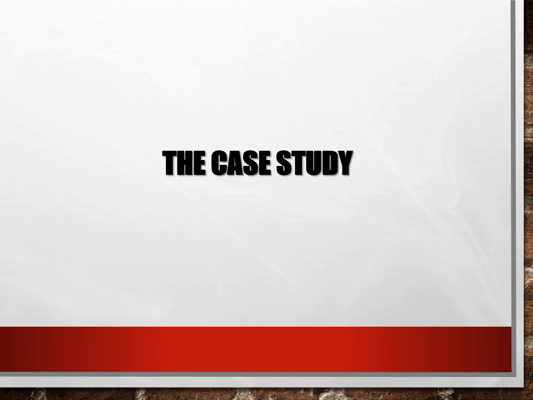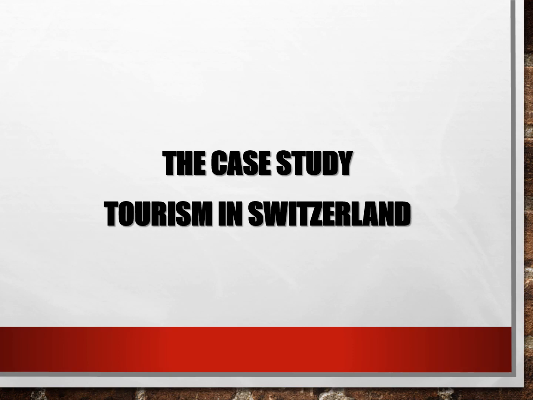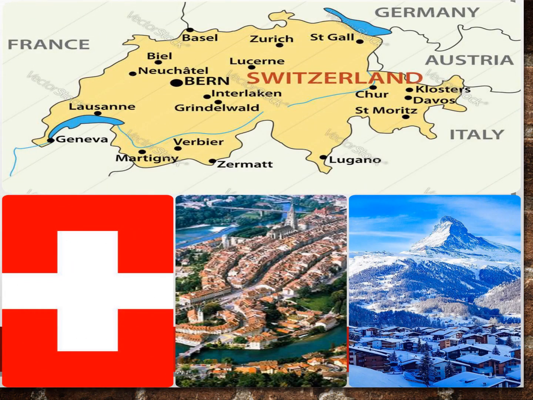Now, from there we'll move on to our case study. I had mentioned earlier that in this topic, our case study will be Switzerland. So we look at tourism in Switzerland. That is the location of Switzerland, bordered by Italy, Austria, Germany, and France. And then you can see their flag there, the cross, and you can see some landscapes in that great country called Switzerland.